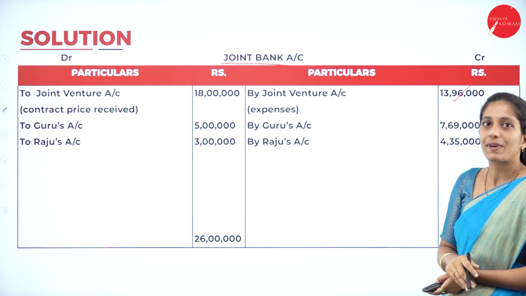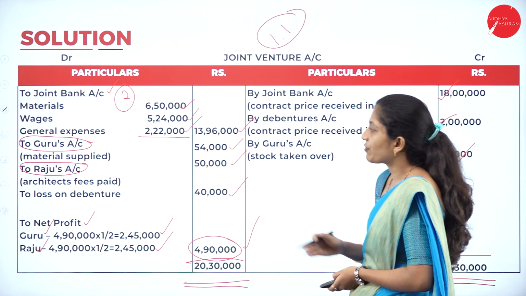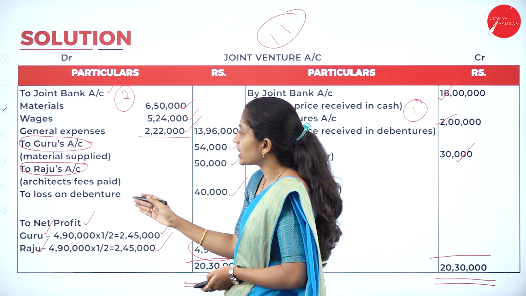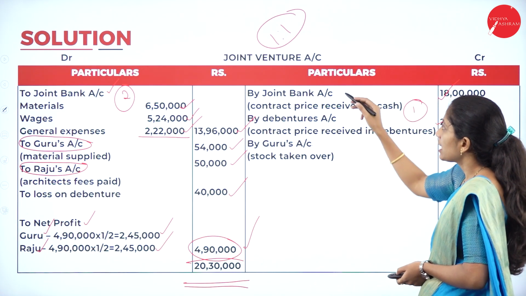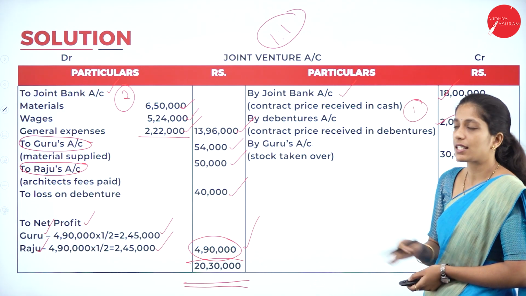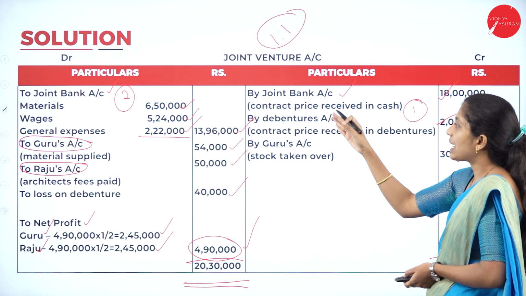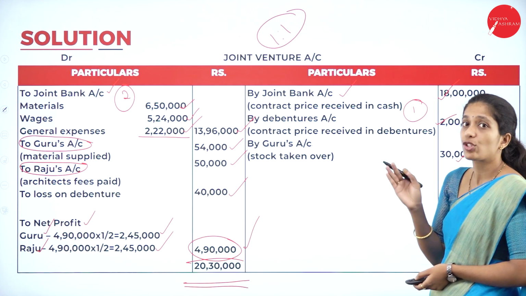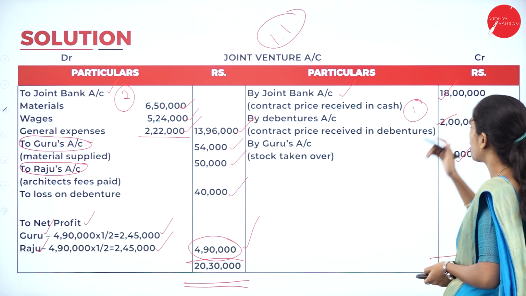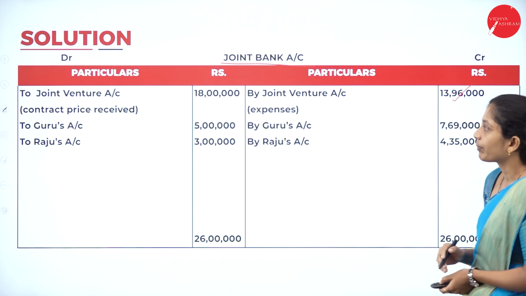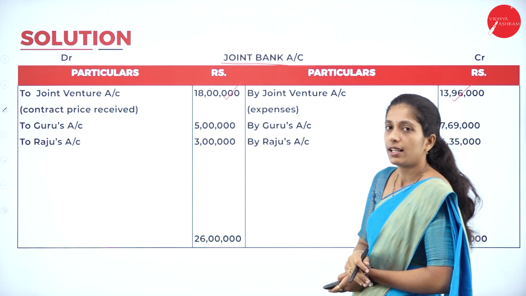So the total expenses is 13,96,000. In the same way, if you see the debit side, any of the amount which has been transferred to joint bank account, no. Now come to the credit side. Here for the contract price received, we have transferred, that is in the form of cash. So here the entry is by joint bank account. So how do you record in joint bank account? To joint venture account, how much? 18 lakh. To joint venture account, contract price received 18 lakh.